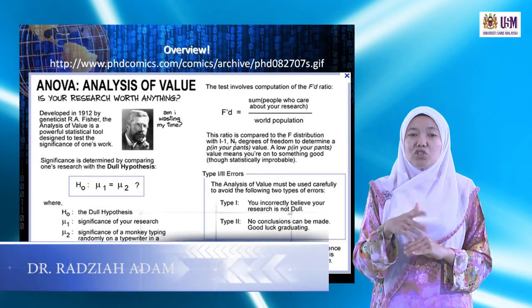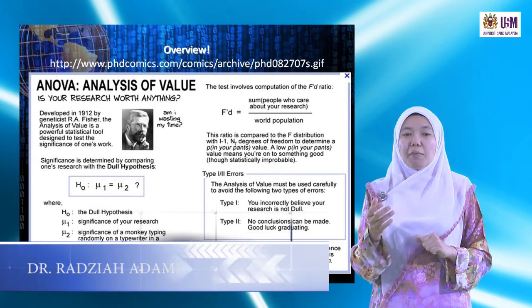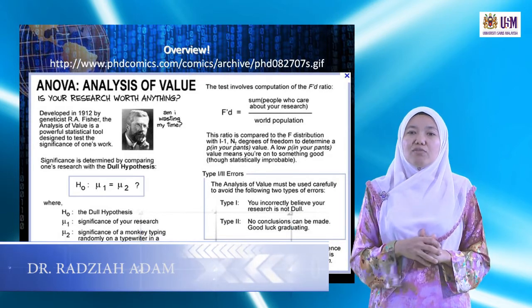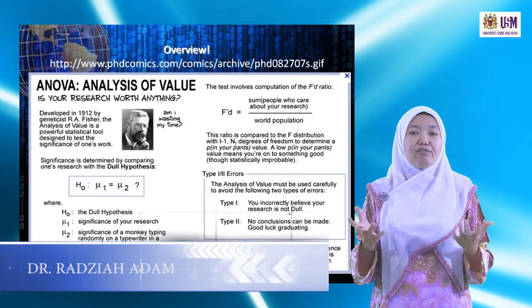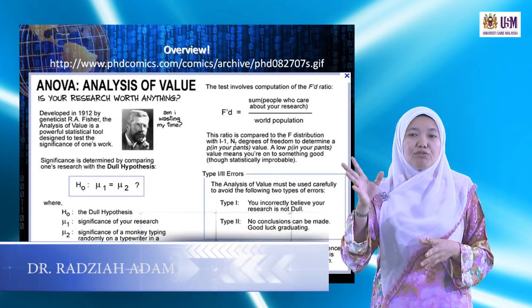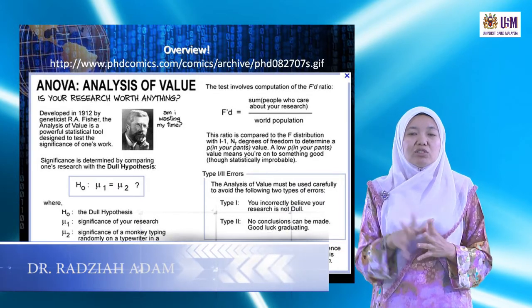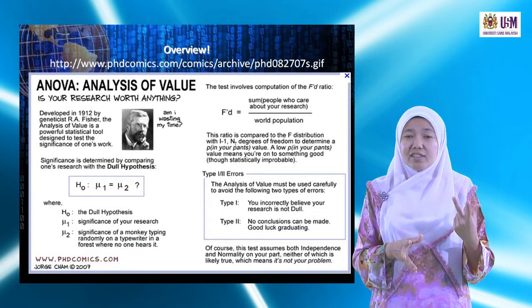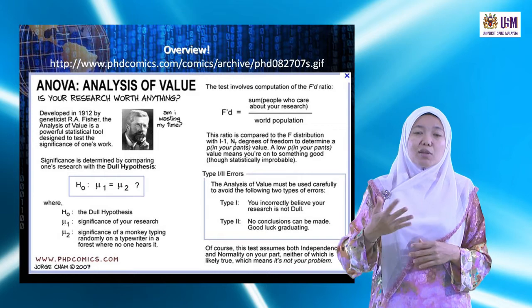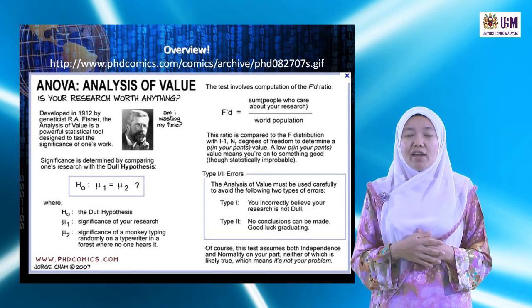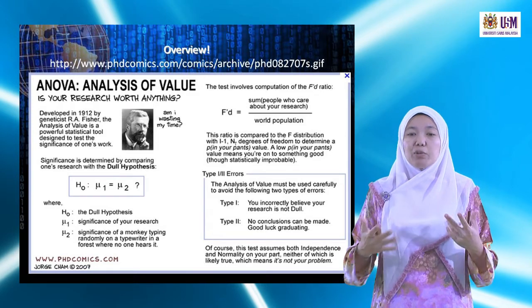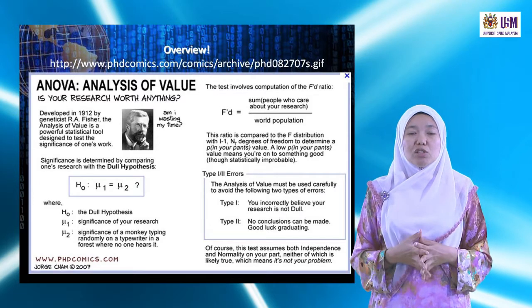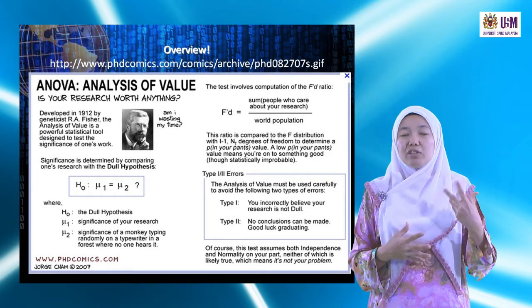This one is just for example. Do not refer to the null hypothesis as "Dahl hypothesis" after this. And then the test involves computation of the F ratio. Forget the apostrophe D, it means something else. A native English speaker would know what that means. And then the possibility of making type 1 and type 2 errors is the normal part of hypothesis testing. So remember, ANOVA is just a continuation of what we did earlier in terms of hypothesis testing.